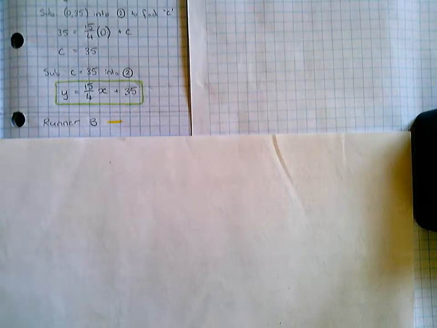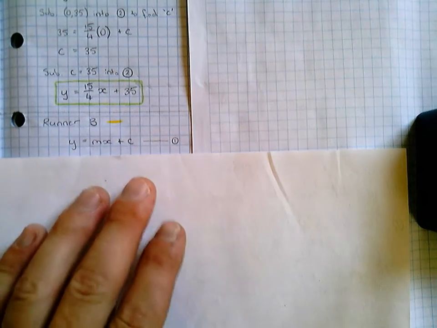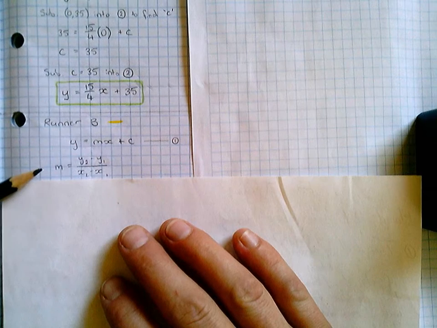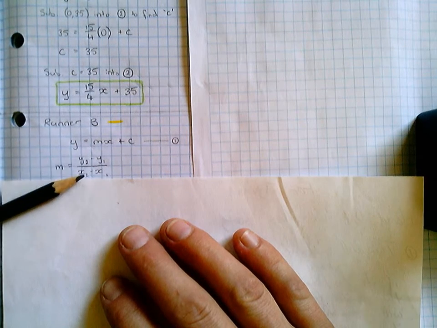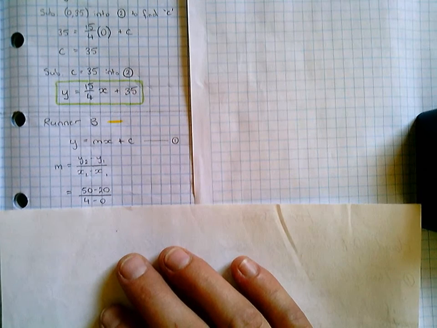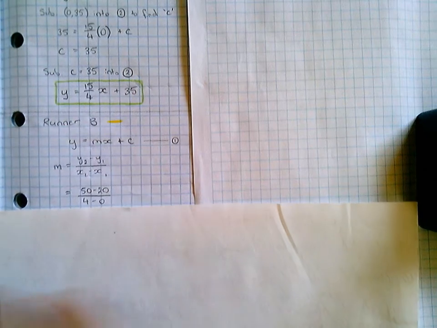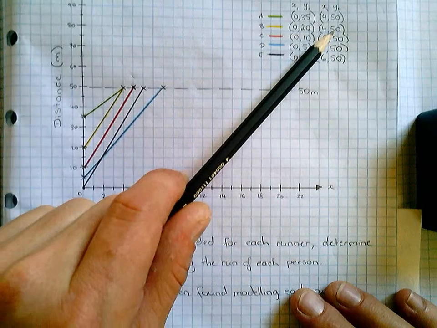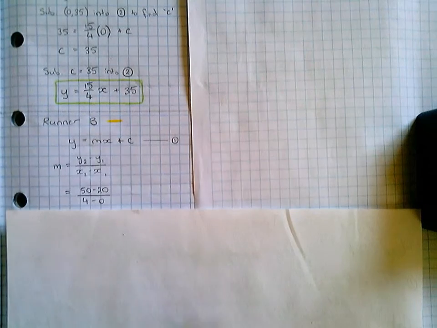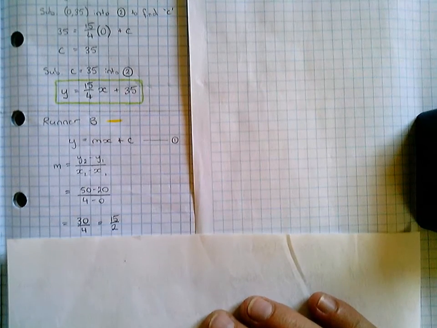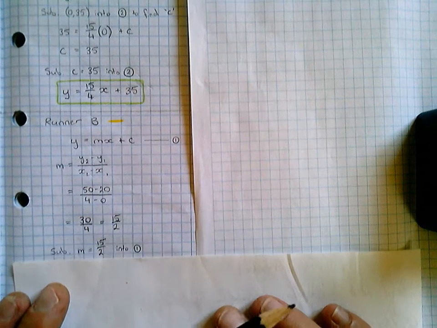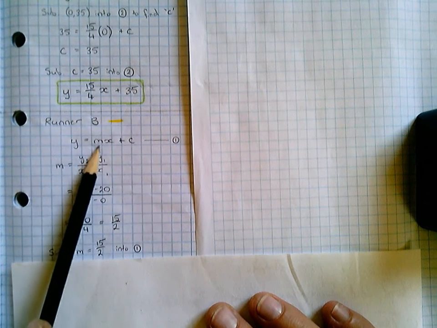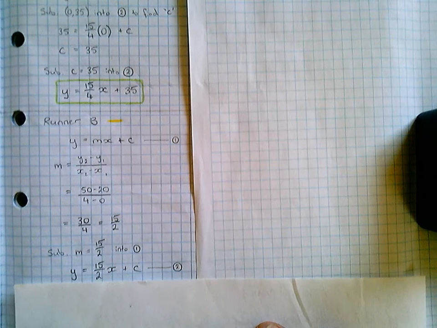Runner B is the next one. So first step, write our formula, equation 1. I then need to find m, and the formula for m is equal to the rise over the run, substituting those values from the coordinates for runner B over the previous page, these two coordinates, 0, 20, and 4, 50, like so, simplifying and solving before substituting that value into equation 1 to give me equation 2.